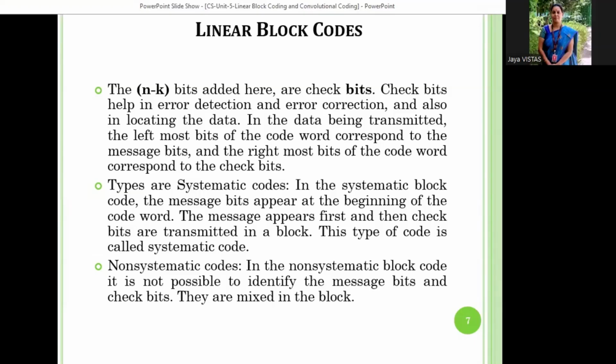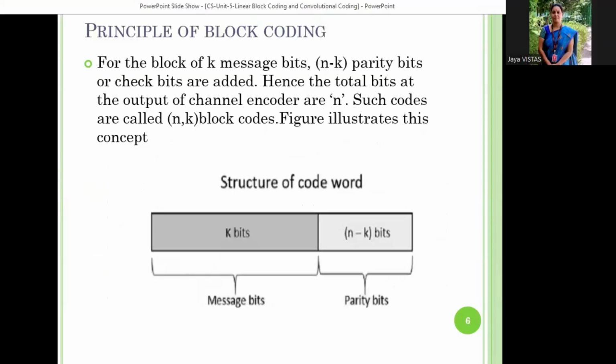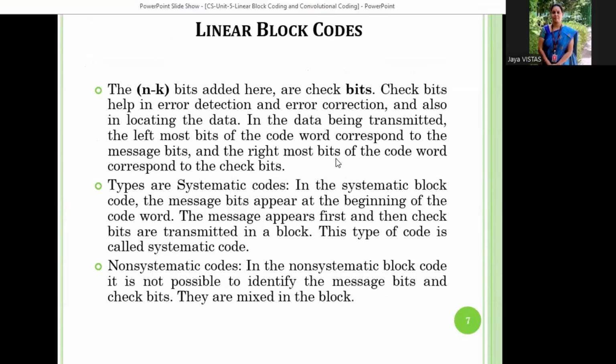Now for the data being transmitted in the code word, the leftmost bits of the code word correspond to the message bits. We already know the total block is a code word. Here the leftmost bits represent the message bits and the rightmost bits represent the check bits. That's why we say the leftmost bits of the code word correspond to the message bits and the rightmost bits of the code word correspond to the check bits.